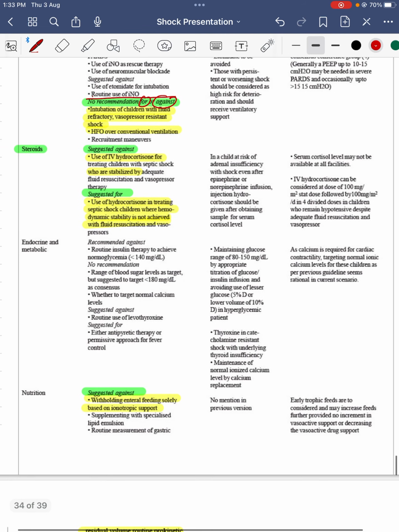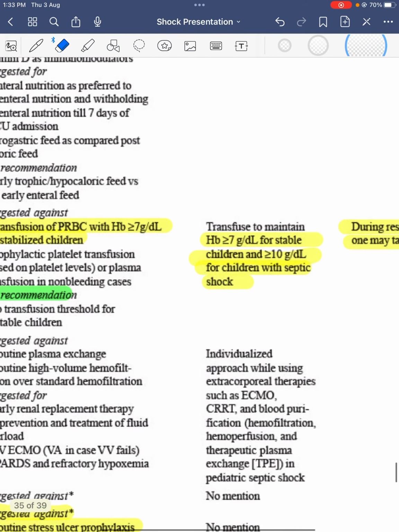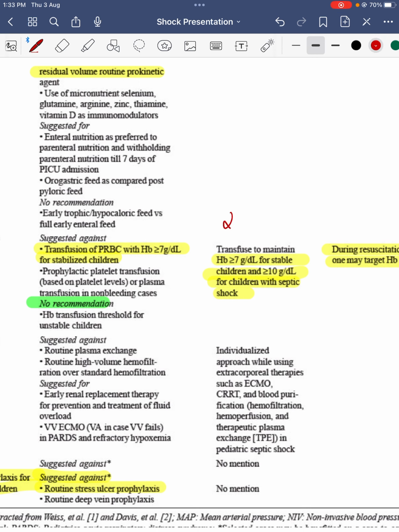When will you give PRBC? Actually, before that, why are we giving PRBC? If we give the PRBC, it will increase the hemoglobin and the O2 carrying capacity, so it can tackle the shock. So, blood product: this is the 2017 guideline.